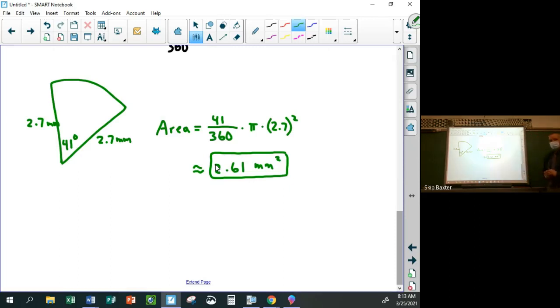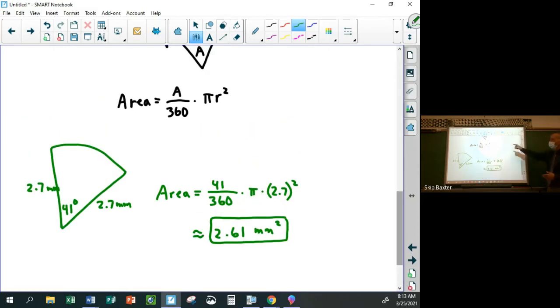Does that make sense? So they're going to give you the angle measure every time, and they're going to give you the radius every time. And you just apply this formula. It's just the angle measure divided by 360 times pi r squared. Okay?